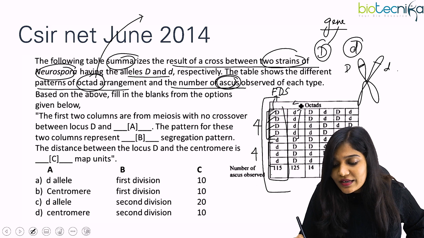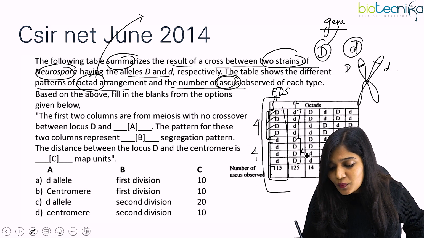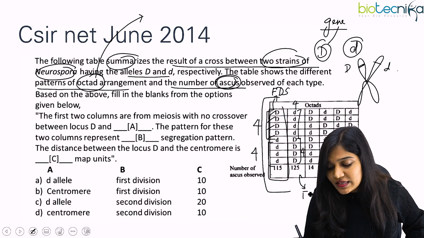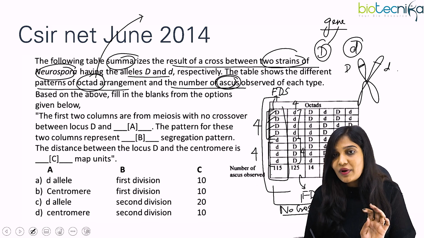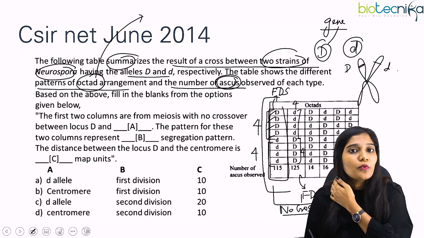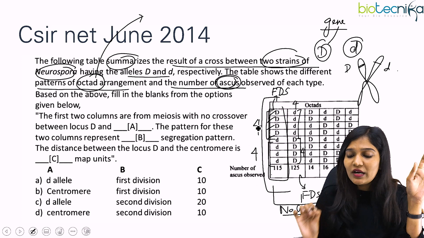Small d 4 are there and capital D 4 are there, which means they are going to be first division segregation. So for the first two boxes, there is no crossing over. If there is no crossing over, you should remember the final ascospore sac is going to have 8 ascospores, all of them 4, 4 in number.